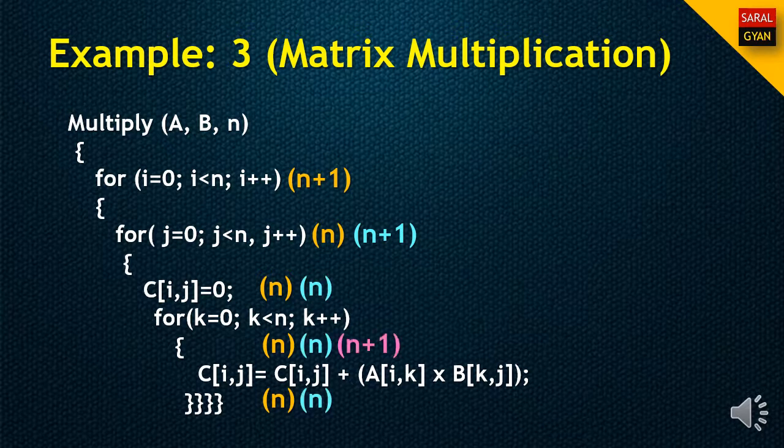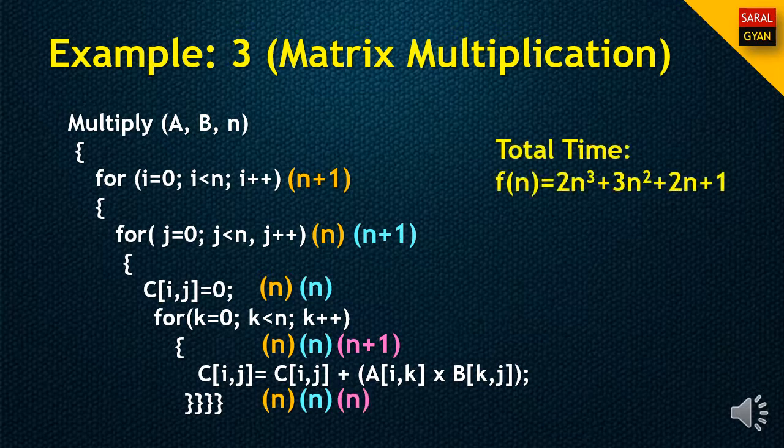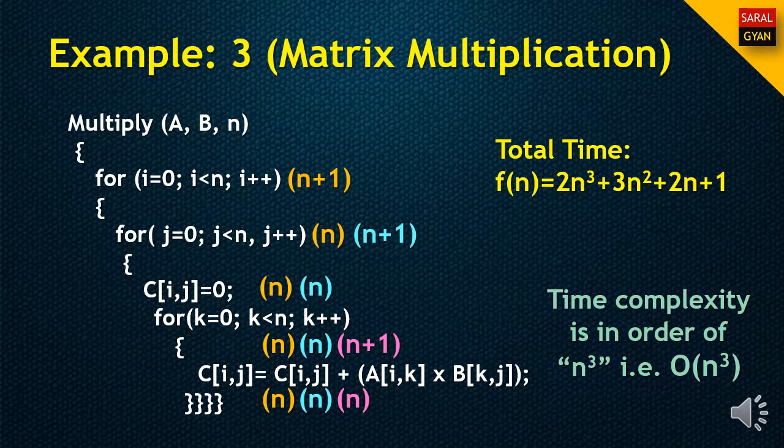Coming to the next statement, which is again a for loop, this for loop again takes n plus 1 times. So the last statement, C[i][j] equals C[i][j] plus A[i][k] into B[k][j], is again going to execute n times. If we calculate the total time complexity, it becomes equal to 2n cube plus 3n square plus 2n plus 1. Again, since we consider only the highest polynomial term, we can say matrix multiplication has a time complexity in order of n cube.